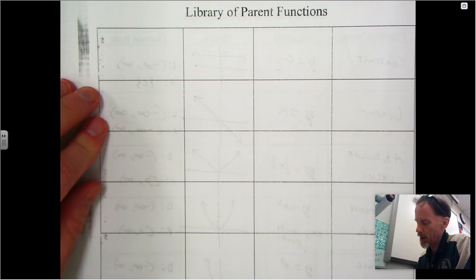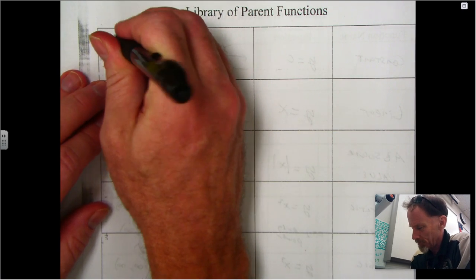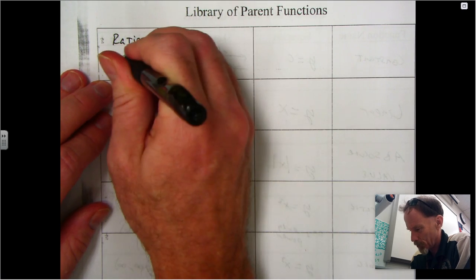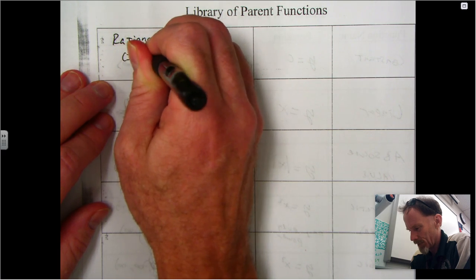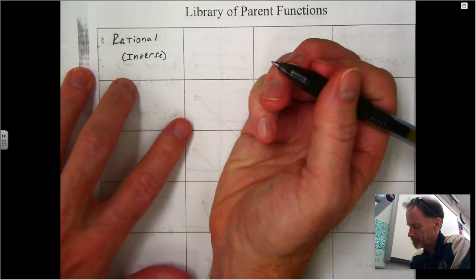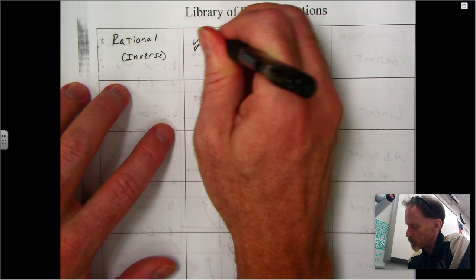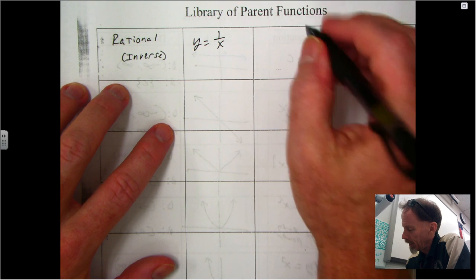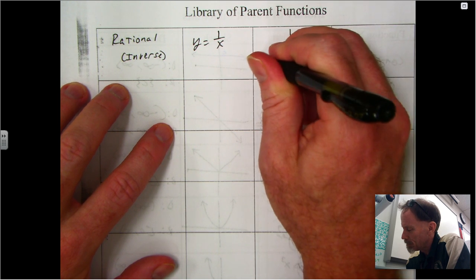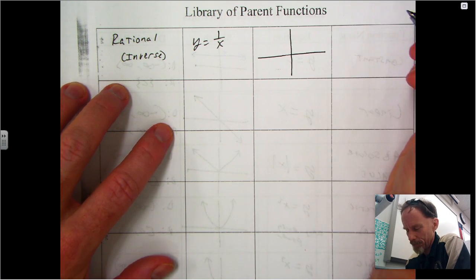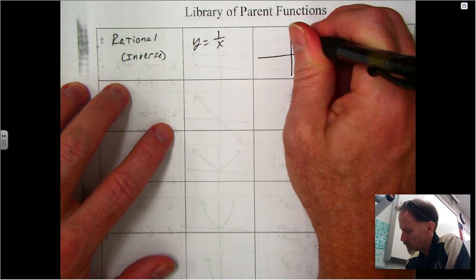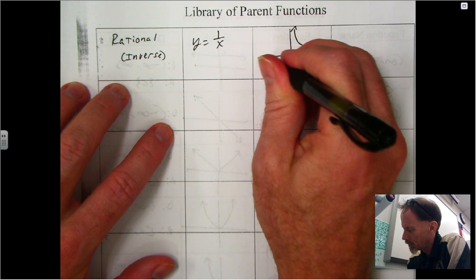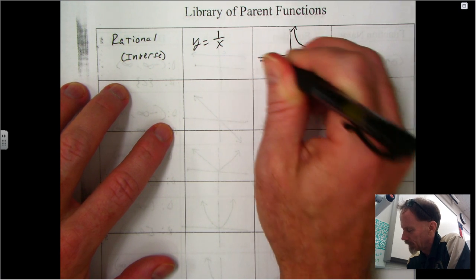All right, so next one on the list, we're going to talk about the rational function. You might see some books or some other teachers also call this the inverse function. That name's kind of interchangeable. And this looks like y equals 1 over x is the parent function. And this is probably the weirdest looking graph. This has the two branches. You got one going this way in quadrant 1, and then one going in quadrant 3.